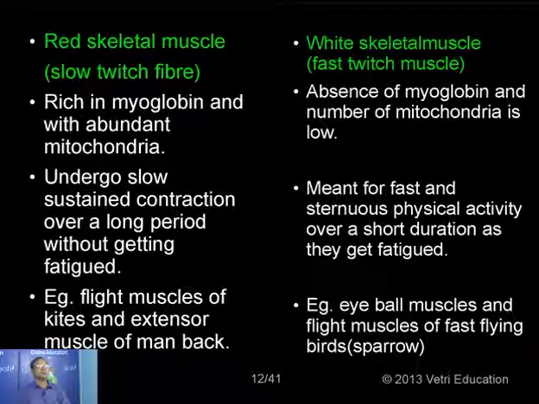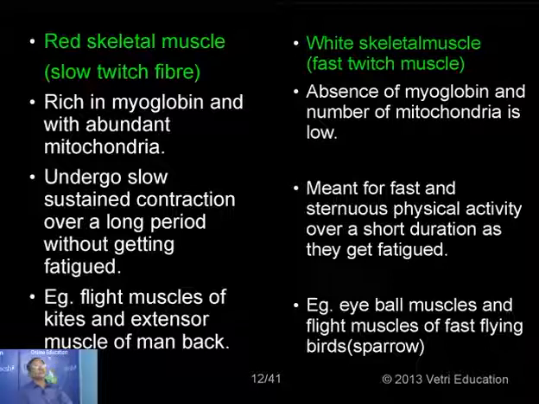As a result, they function only for a short duration as they get very tired, very fatigued. So, the first one, the red skeletal muscle, is for slow and sustained contraction for a longer period, attaining fatigue slowly. The second one is meant for fast and strenuous physical activity only for a short duration because they get fatigued quickly. Now, what are the examples for the ones mentioned already?